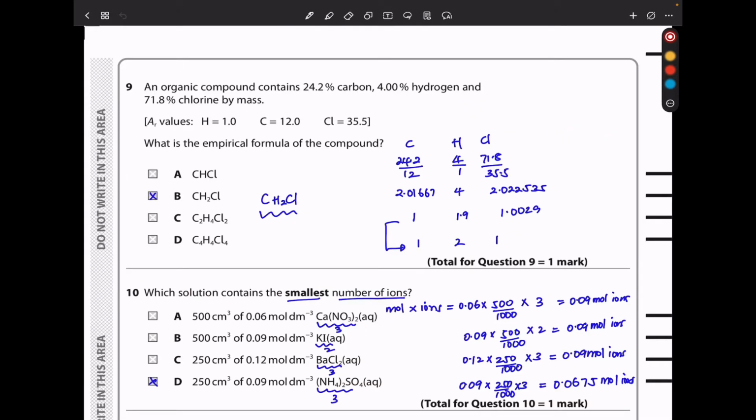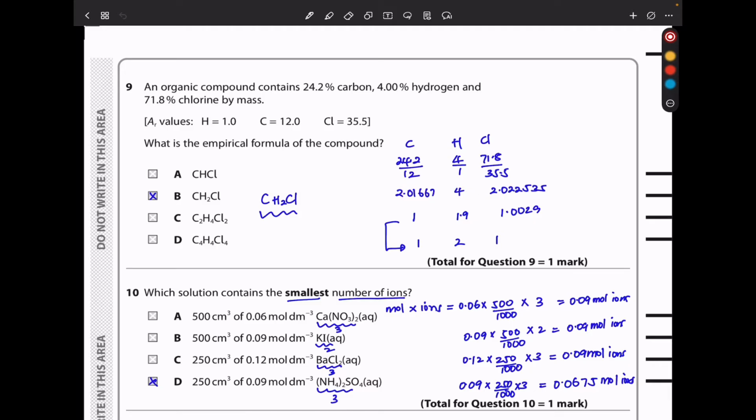Question 9. An organic compound contains 24.2% carbon and 4% hydrogen and 71.8% chlorine by mass. So they've given us the atomic masses of each. What is the empirical formula of the compound? Here I calculated the number of moles of each by using the percentage composition. So 24.2 divided by 12, 4 divided by 1, and 71.8 divided by 35.5. And these are the number of moles I got.